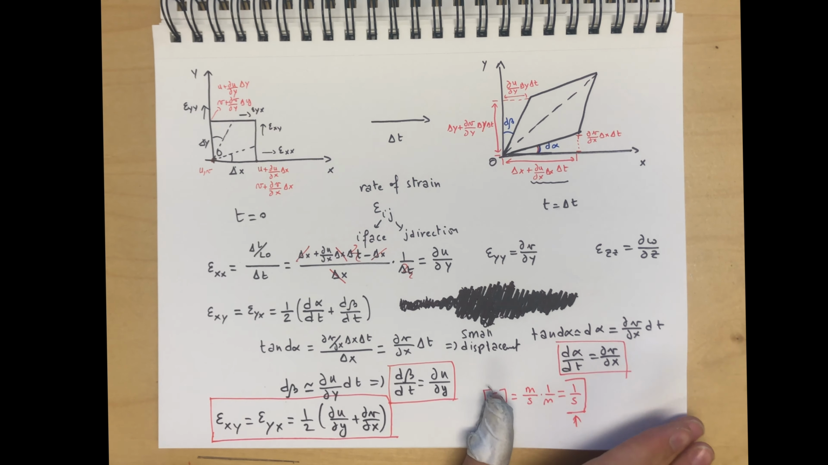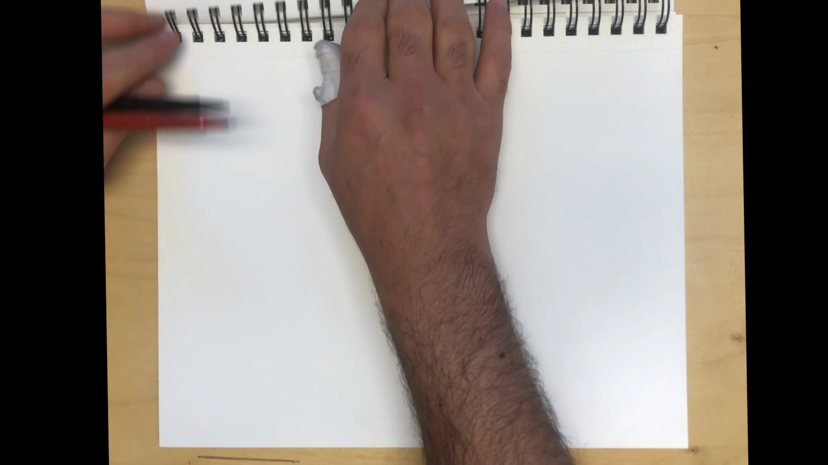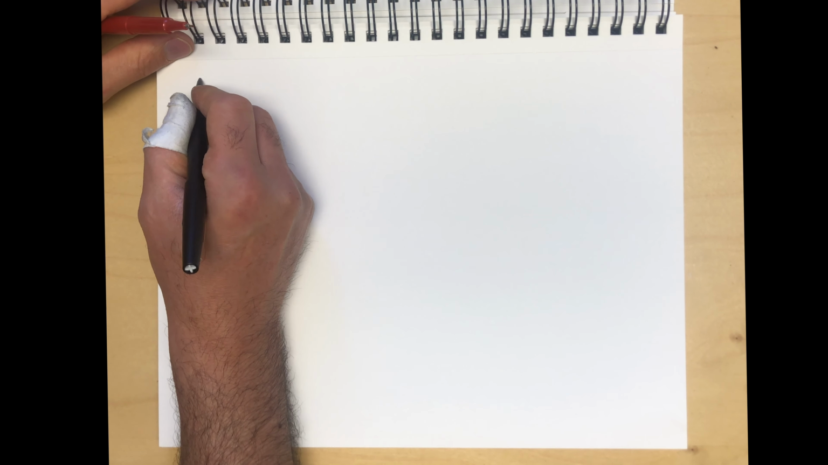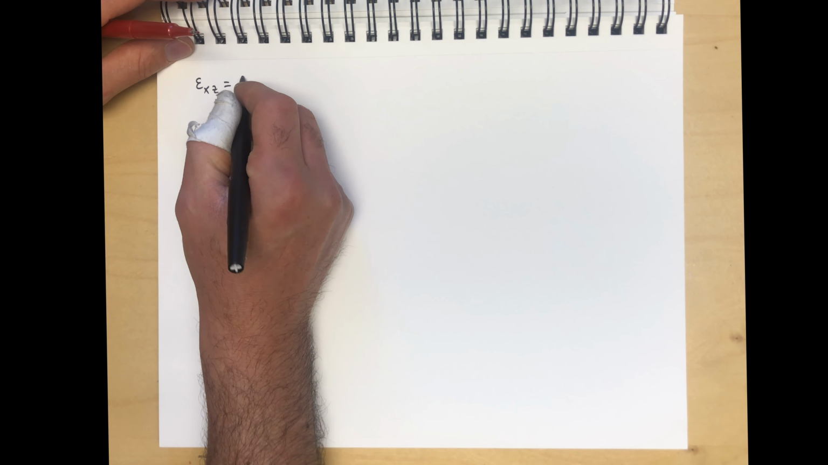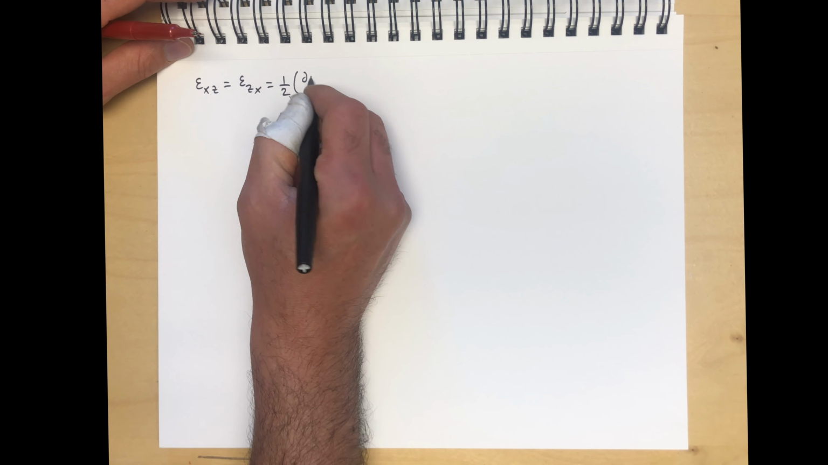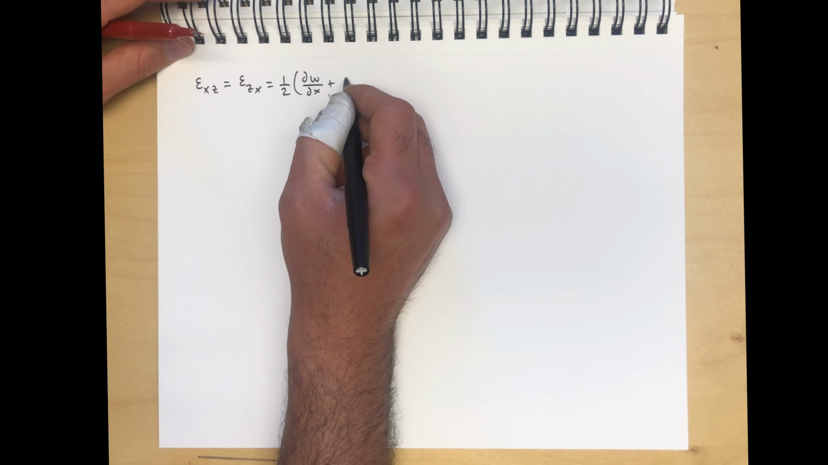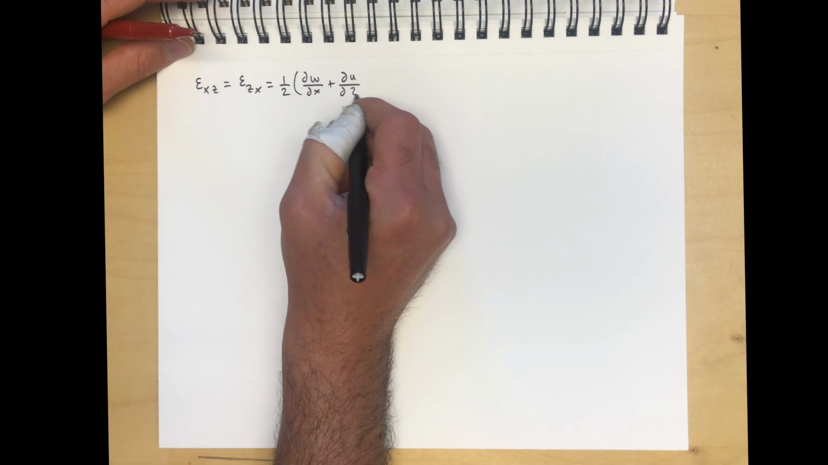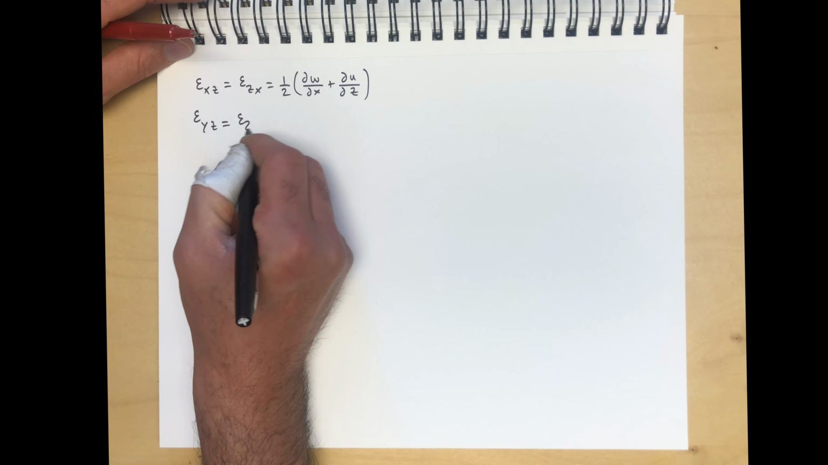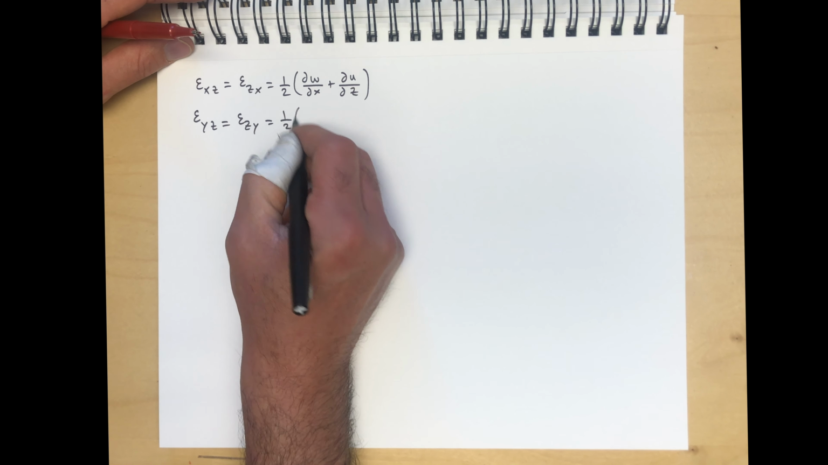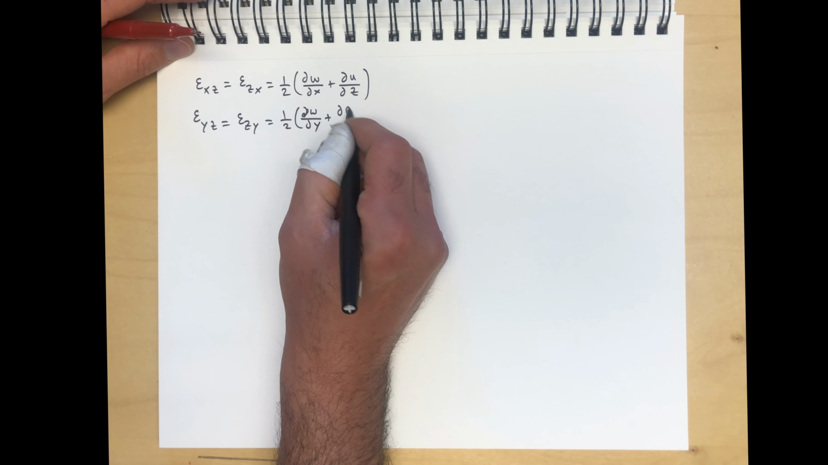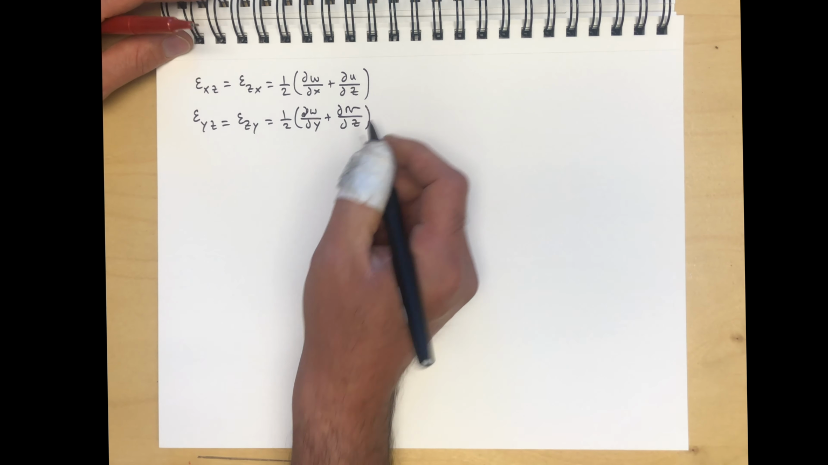Okay, so a similar thing applies to all the other strains, so that epsilon xz is equal to epsilon zx, and that's equal to 1 over 2 (dw/dx + du/dz), and epsilon yz is equal to epsilon zy, and that's 1 over 2 (dw/dy + dv/dz).